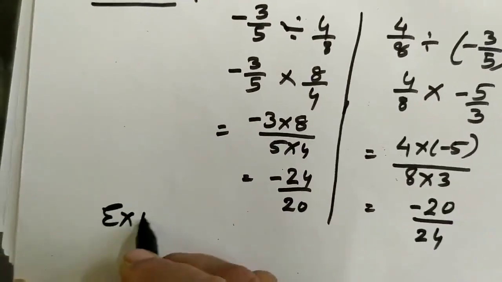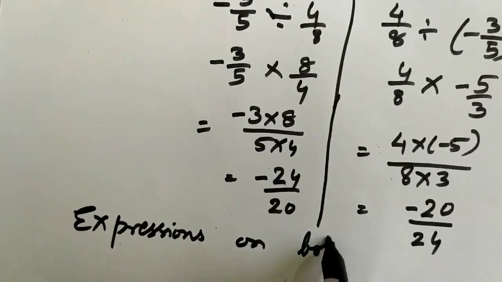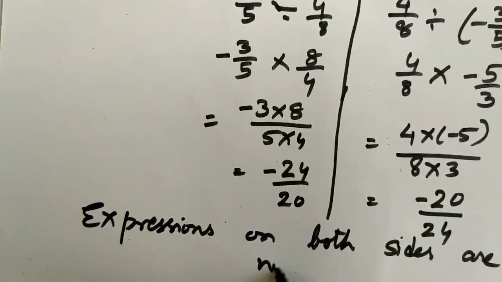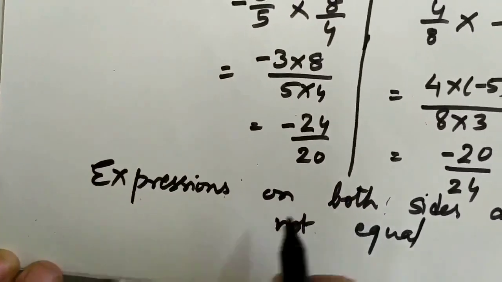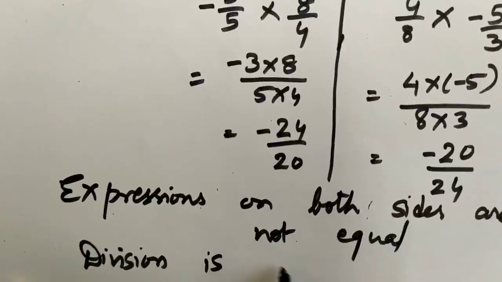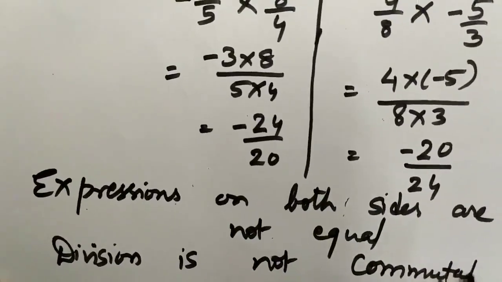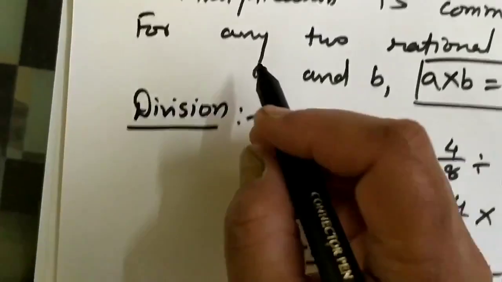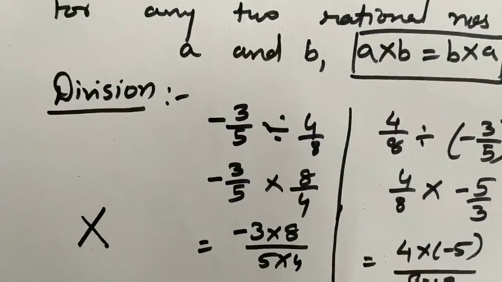We can say expressions on both sides are not equal. So we can say division is not commutative. From this we can conclude that multiplication is commutative and division is not commutative for rational numbers.